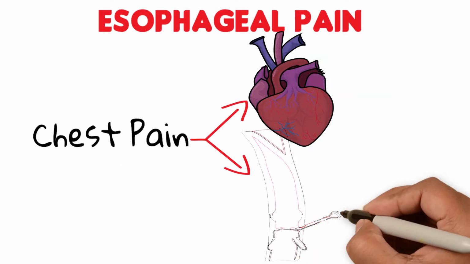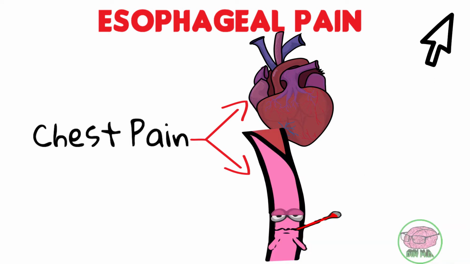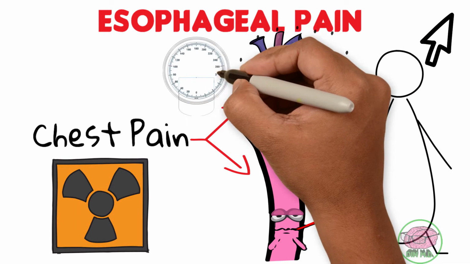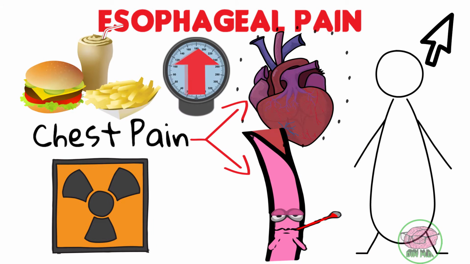Pain from the esophagus that usually presents as chest pain is difficult to distinguish from cardiac pain, mainly because, as discussed in a previous video, both innervations reach the spinal cord at the same levels. Therefore, you should be careful and consider cardiac pain, especially when a patient has risk factors for heart disease. For example, obesity, high blood pressure, high lipids.